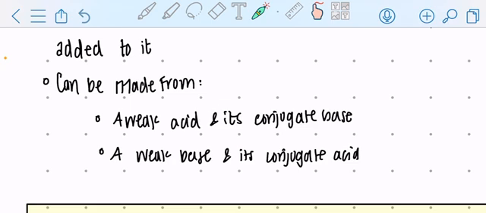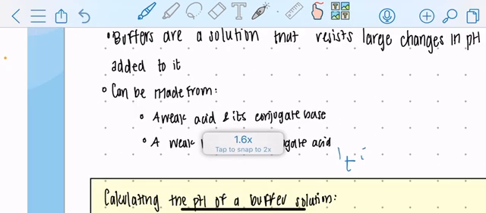The conjugate base of the substance will have one less H+ on it, while a weak base and a conjugate acid will have an H+ added to it.